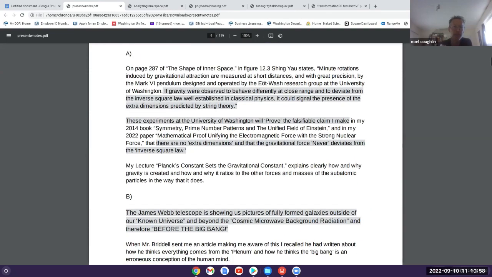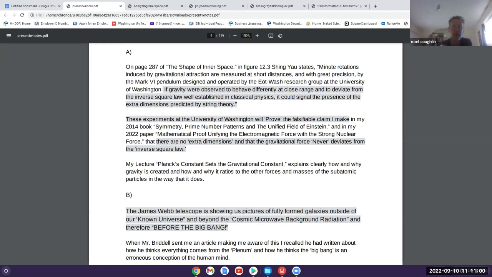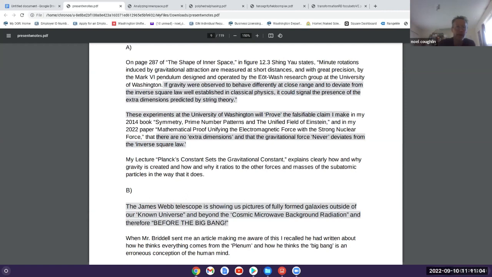In The Shape of Inner Space by Shing-Tung Yau, on page 287, figure 12.3, he says that minute rotations induced by gravitational attraction are measured at short distances and with great precision by the Mark 6 pendulum designed and operated by the Eöt-Wash Research Group at the University of Washington. If gravity were observed to behave differently at close ranges and to deviate from the inverse square law well established in classical physics, it could signal the presence of the extra dimensions predicted by string theory.